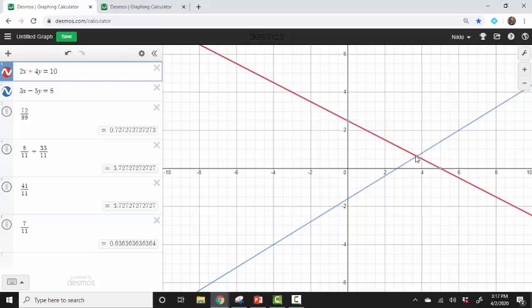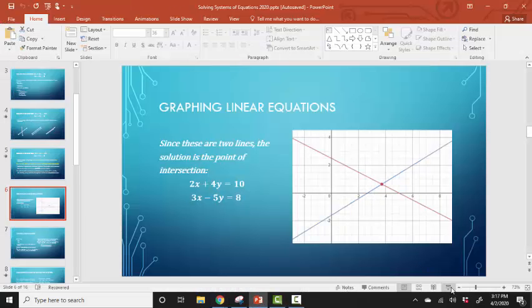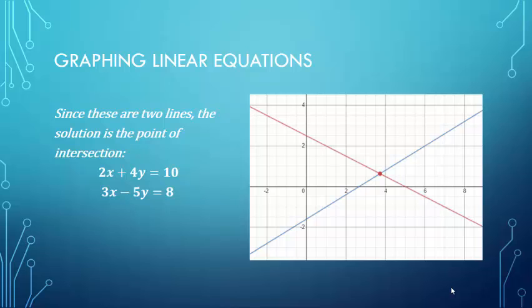So I'm going through this to kind of throw back to some other things we did in class, but this point of intersection is 41/11, comma 7 over 11. That represents an ordered pair where those two lines intersect. And so that's to give you an example of how easy this will be if you use something like Desmos.